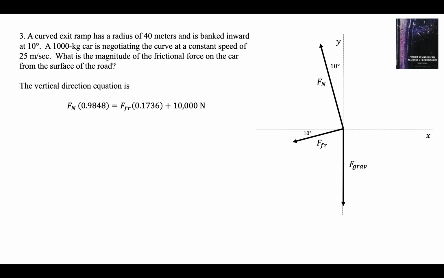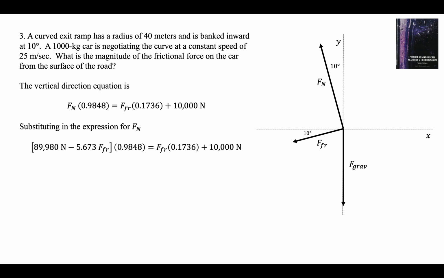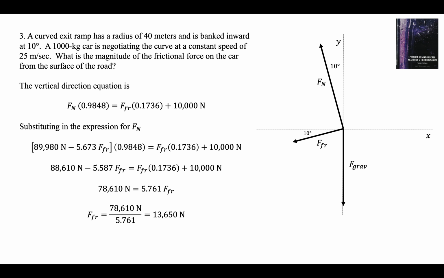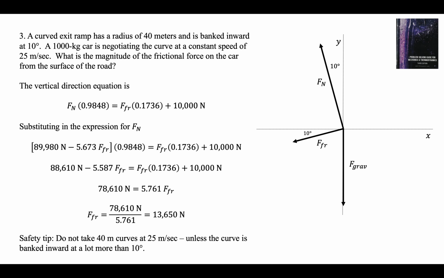Just a bunch of math. And we get this. Distribute the 0.9848, collect the Fr terms, and then solve for frictional force. We get 13,650 newtons. So, safety tip: do not take 40-meter curves at 25 meters per second unless the curve is banked inward at a lot more than 10 degrees.